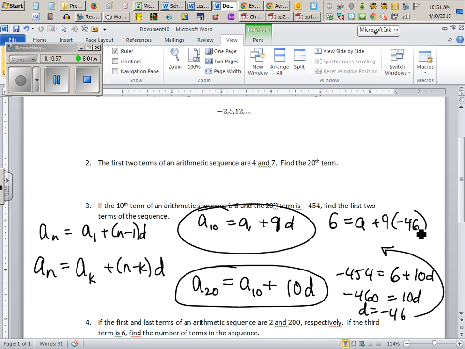We started with the idea that the 20th term had to be the 10th term plus 10 common differences. We plugged in the numbers, and that gave us d equals negative 46. Then we went back to this statement, that the 10th term is the first term plus 9 common differences, and we plugged in the negative 46. Okay, so A1 then is, and then what's 6 plus 9 times 46? 6 plus 9 times 46, that's 420.